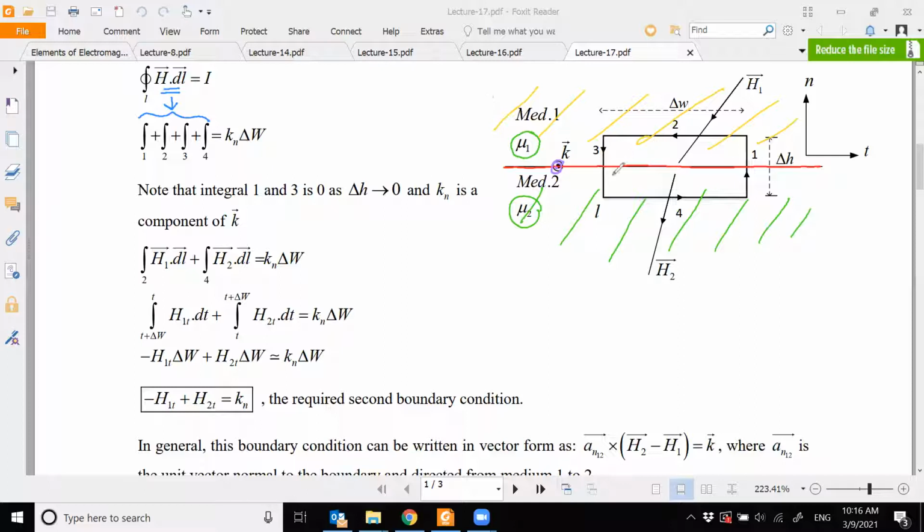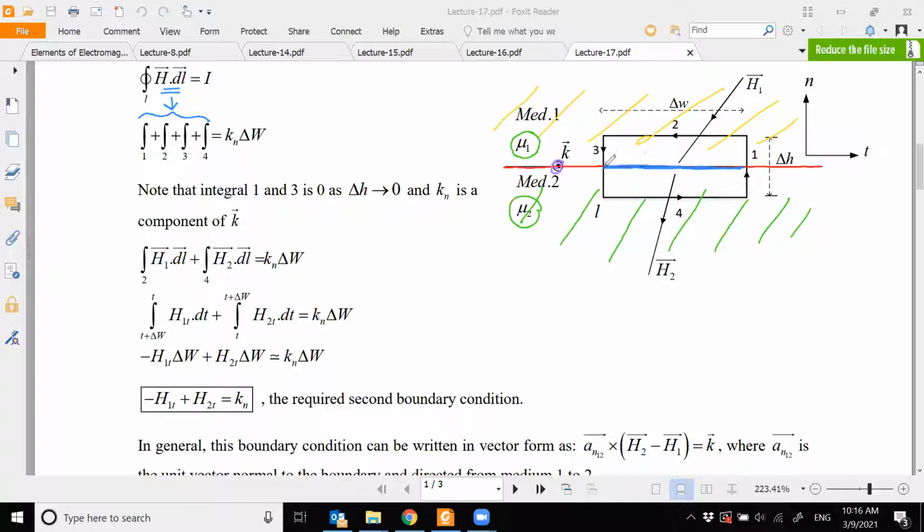Now, what will be the current enclosed here, guys? The current enclosed will be only the current which is passing within your Amperean loop. And how can I get this? I can get this by multiplying the component of my K bar with this length.